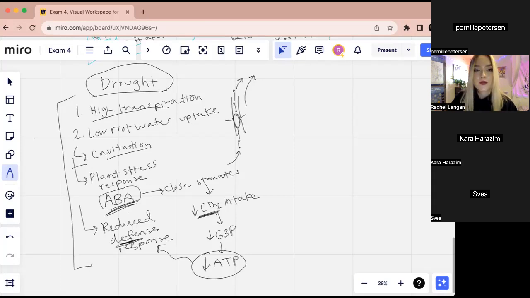Is G3P made in cellular respiration or photosynthesis? Because I thought it was photosynthesis. Yeah, it's made in photosynthesis, and then cellular respiration takes 2 molecules of G3P, glucose, and breaks it down for energy. So G3P gets used as a reactant kind of in cellular respiration.